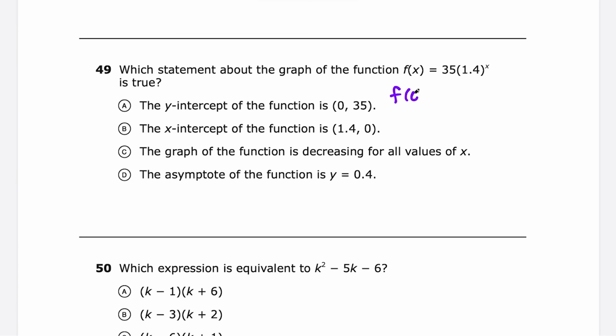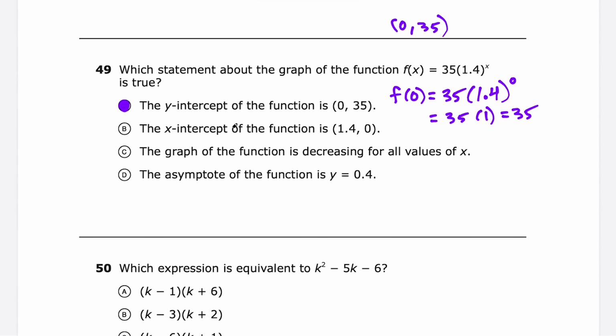So for this, we could just plug in x equals 0 to the function and see what happens. So we have 35 times 1.4 to the 0, and 1.4 to the 0 power is equal to 1. So we would have 35 times 1, and 35 times 1 is equal to 35. So this tells us that the point (0, 35) is our y-intercept. So right away, we could see that A is true. This is going to be our correct answer. But of course, we should check why the other answers are not true.